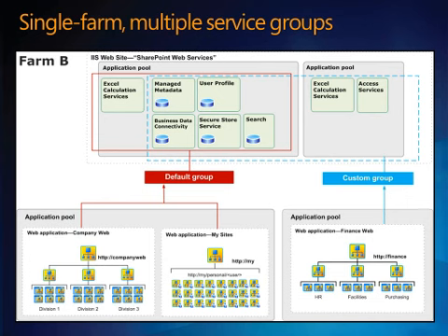In the farm shown here, the custom group includes two dedicated service applications as well as most of the services that are deployed to the farm. More than one custom group can be created at any one time. In some cases, a dedicated group of services is configured to narrow the list of services that are used by a web application. For example, a partner collaboration site can be configured to consume a subset of services that are offered by the farm.